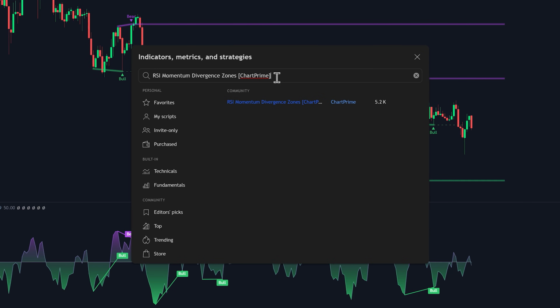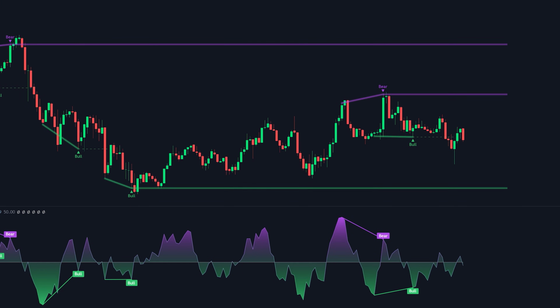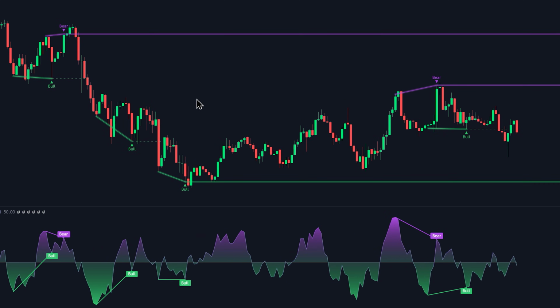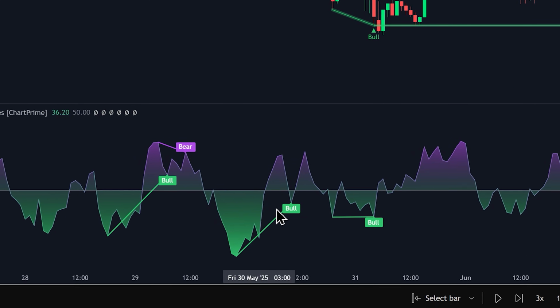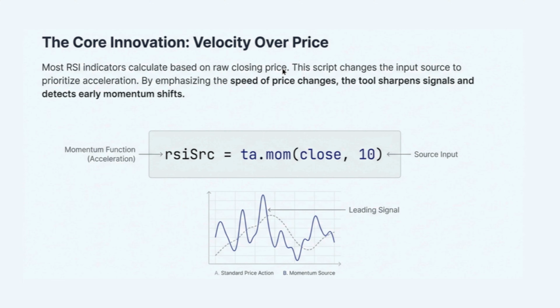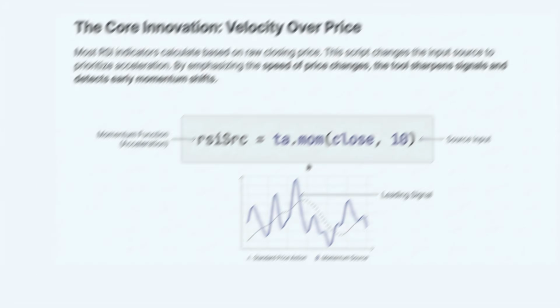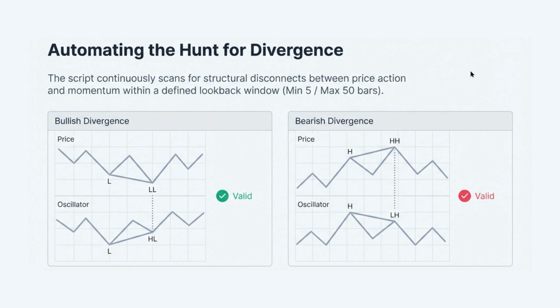Now let's break down what you're actually seeing, because this indicator is a hybrid. It's both an oscillator and a chart overlay. Down in the oscillator pane, you'll see an RSI-style line and divergence labels. But here's the twist. The RSI isn't calculated on raw price change like a standard RSI. The indicator uses momentum of price as the input, specifically momentum of the close over 10 periods, and then runs RSI logic on that momentum. The goal is simple: make the signal more responsive to early shifts in acceleration and deceleration, so divergence shows up sooner instead of late. On top of that, the script can automatically scan for divergences when you enable it.